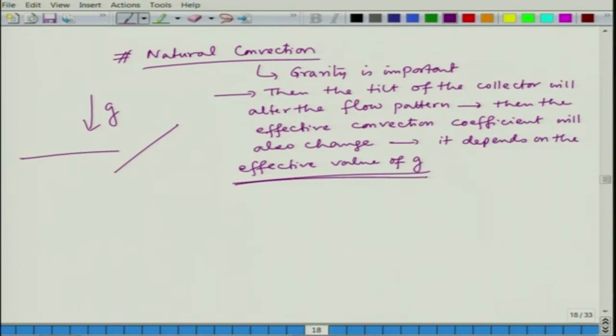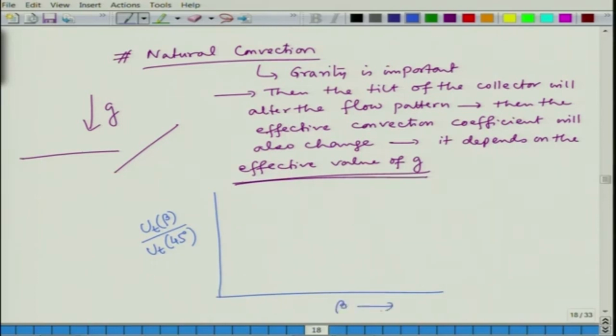And similarly what we can do here, we can plot this dependence on the tilt angle, okay, in terms of a ratio of the top loss coefficient at certain tilt angle beta and top loss coefficient at a fixed tilt angle 45 degrees with the horizontal. And if you plot it as a function of beta, what you will get? Of course this ratio will be 1 at 45 degree.